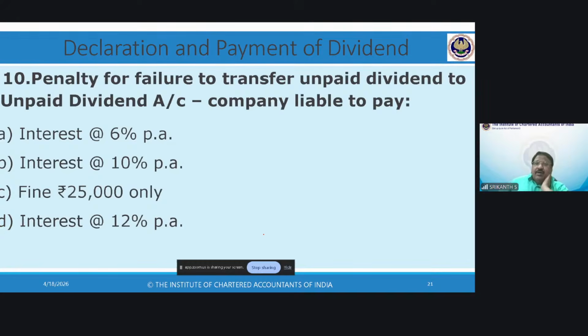Penalty for failure to transfer unpaid dividend to unpaid dividend account. Interest at 6%. Super. If that is so, then nobody will pay. Interest at 10%, even that is reasonable, I would say. Fine, 25,000 only. No. Okay. Interest at 12% per annum. Right, sir?